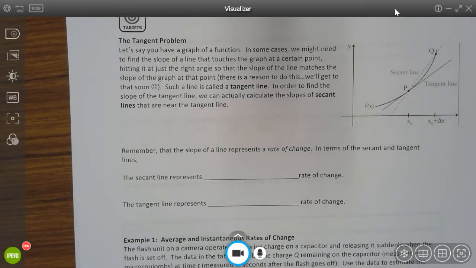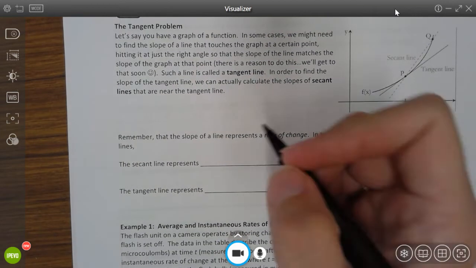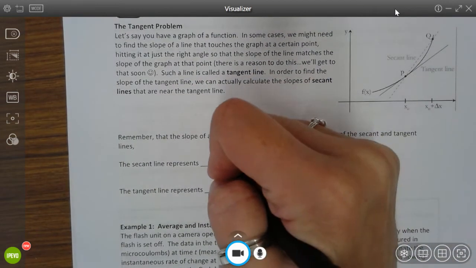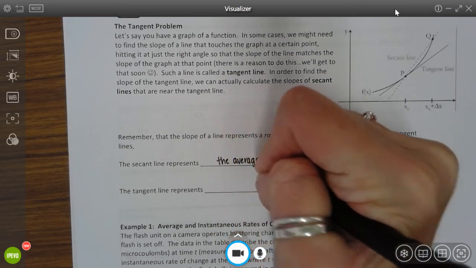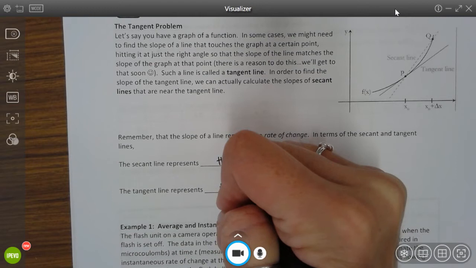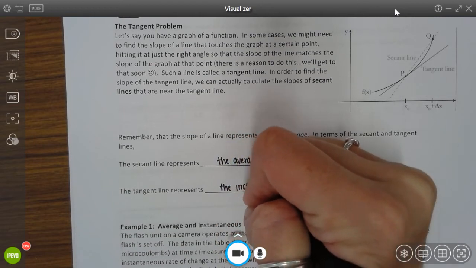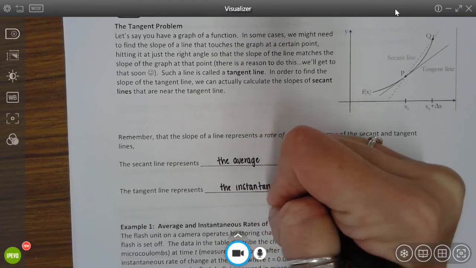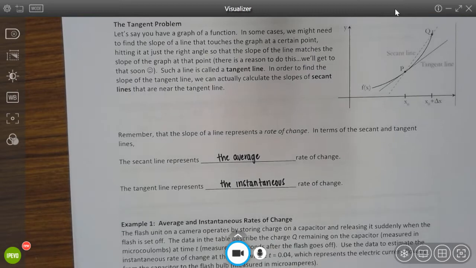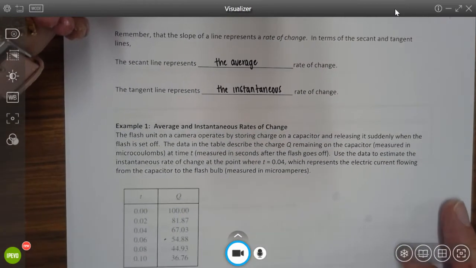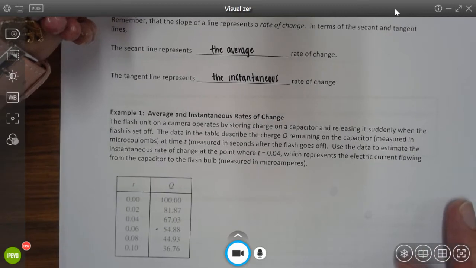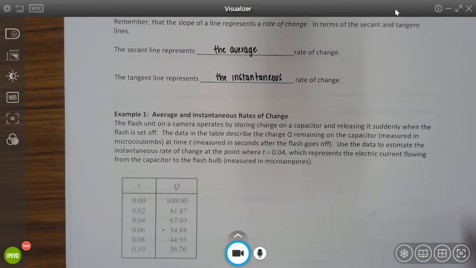Right, so as I was saying in class today, we're going to be talking a lot about the tangent line, and we kind of went over the secant line representing the average rate of change, and the tangent line represents the instantaneous rate of change. All right, so let's talk about computing the instantaneous rate of change given just a couple of pieces of information.